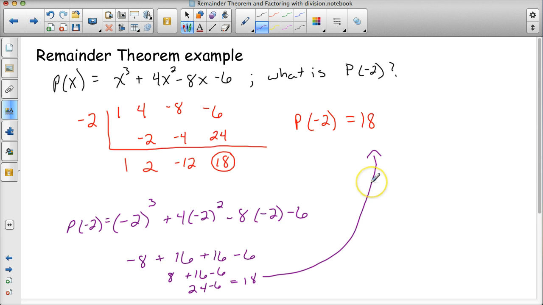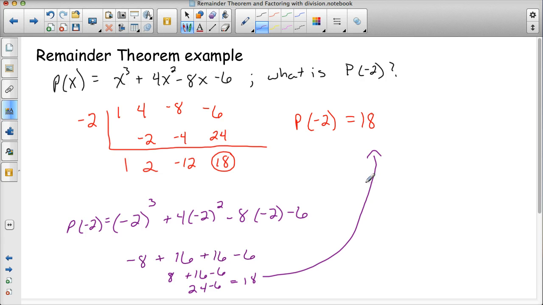However, if I replace negative 2 in my polynomial in place of x, I would get 18 for my solution. So if my input is negative 2, my solution is 18. That's what the remainder theorem tells us. Go back and rewatch this if you're still a little bit confused. We'll do more practice problems in class.